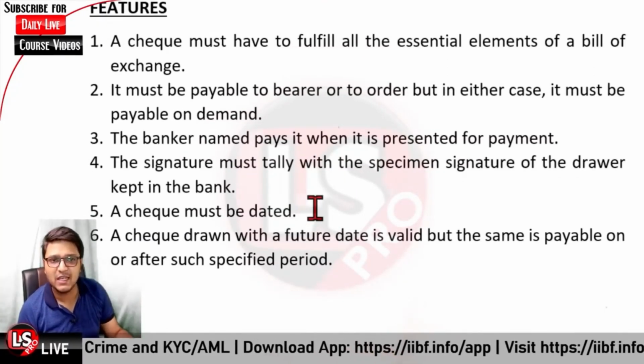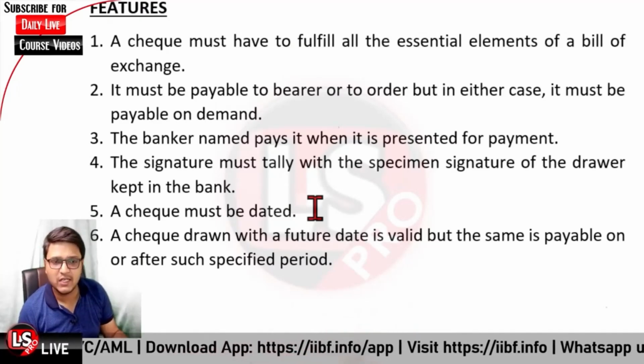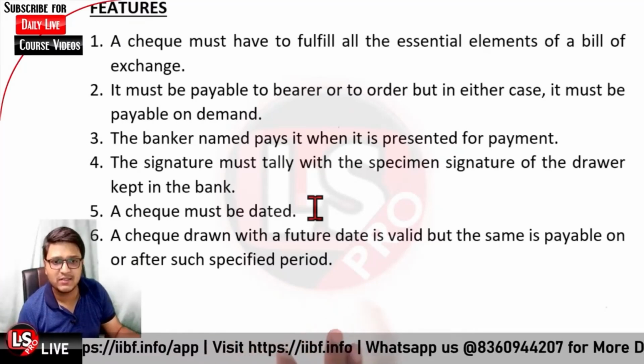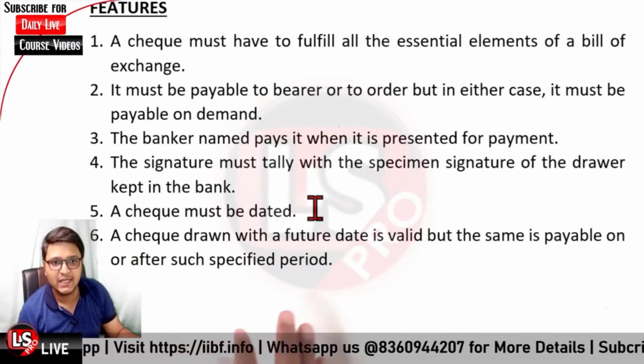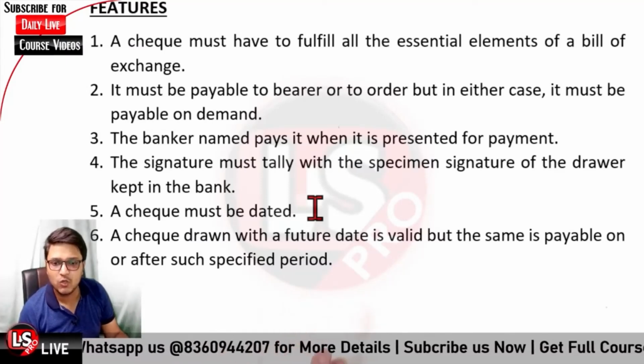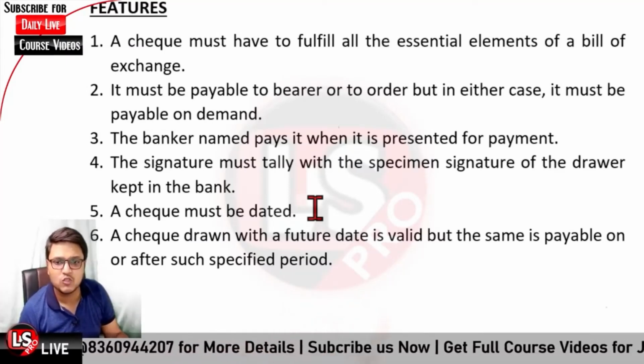If a check is incomplete, that is, all the necessary descriptions or all the necessary columns have not been filled in, in that case it would be an incoherent instrument, or an incomplete instrument. Are you getting my point?